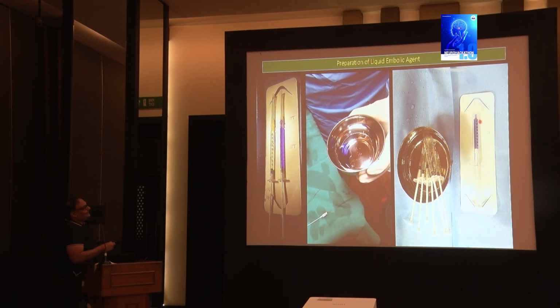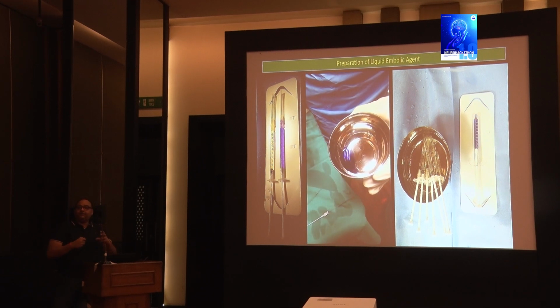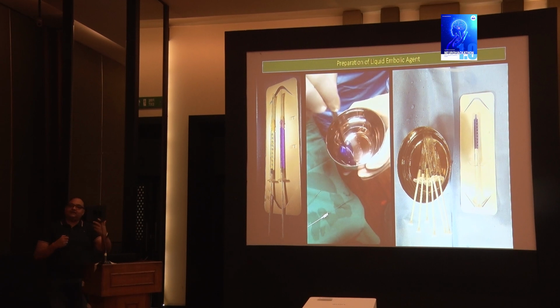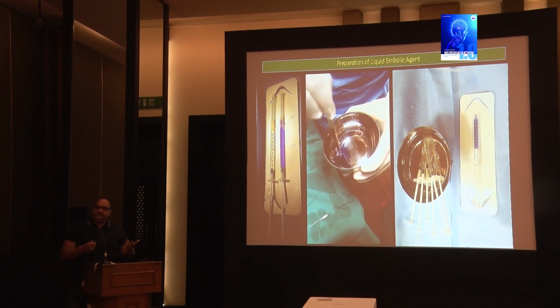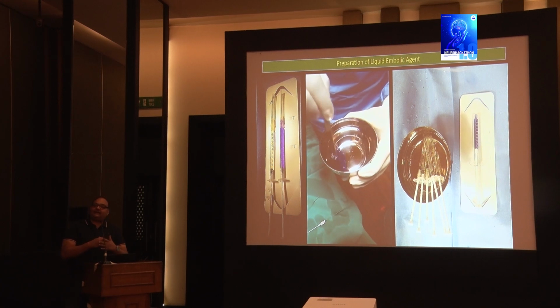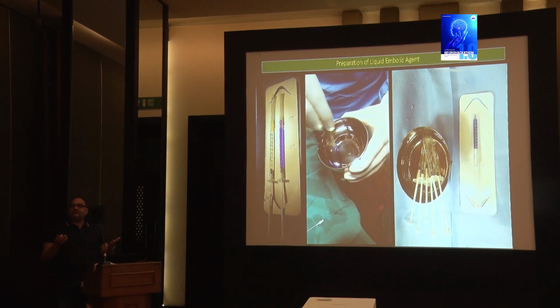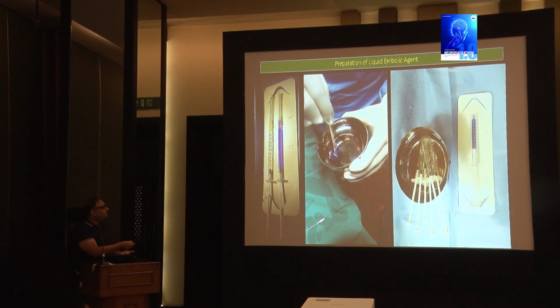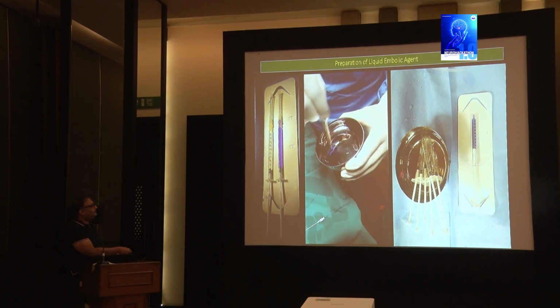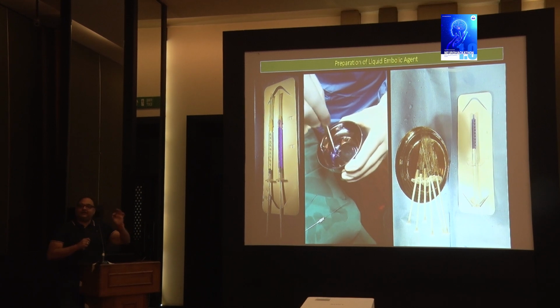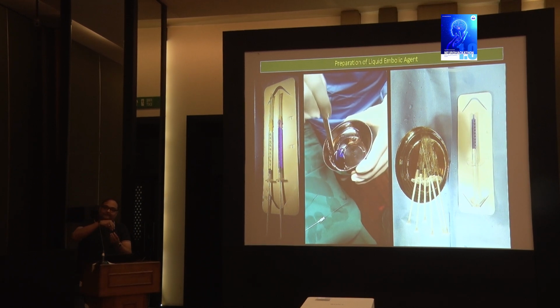You also have to realize that this NBCA is going to polymerize the moment it gets a positive ion on it. So you have to flush the entire system with D5, 5% dextrose, which does not contain any ionic material. So you have to keep a particular bowl of 5% dextrose ready, and you have to flush the entire microcatheter along with the hub of the microcatheter.